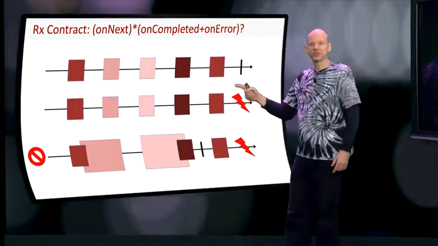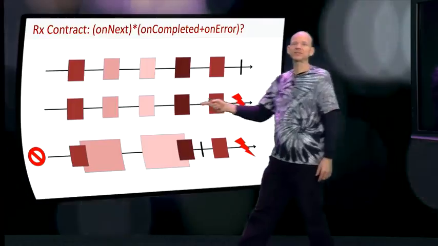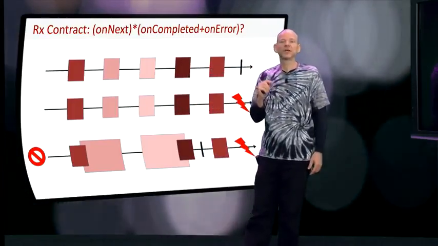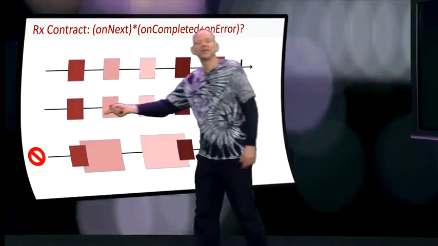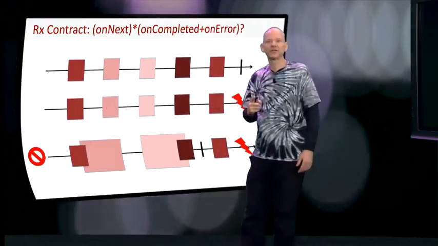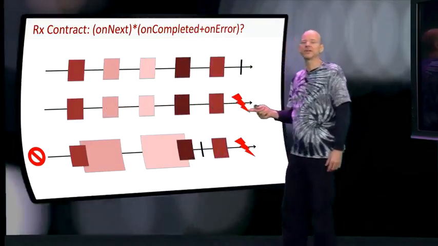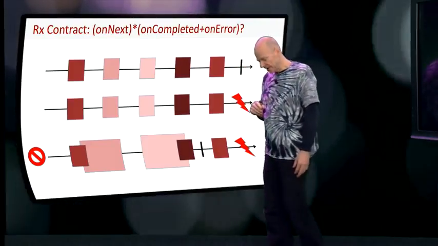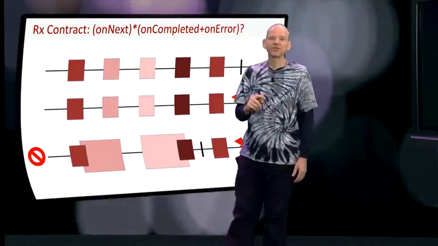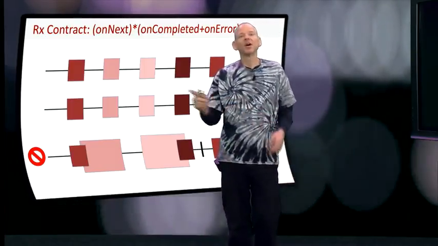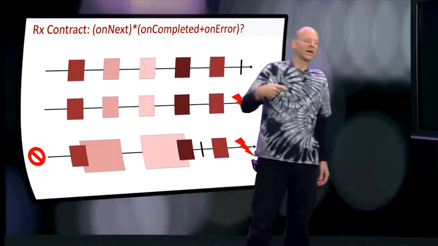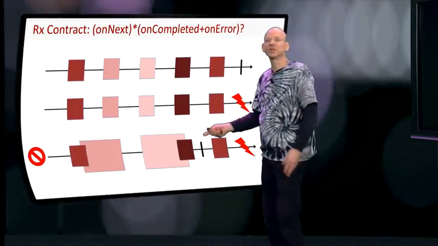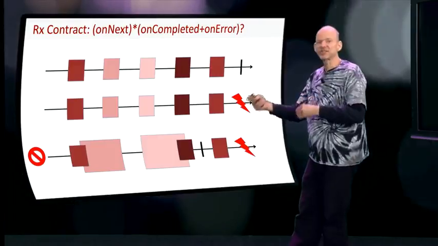So these are the two valid instances. There's a number of onNext followed by onCompleted. There's a number of onNext followed by onError, and of course there could be no onError and just onNext. The last part of the Rx contract is the fact that onNext, onCompleted and onError are called sequentially. So there will never be overlapping calls. They are always serialized.